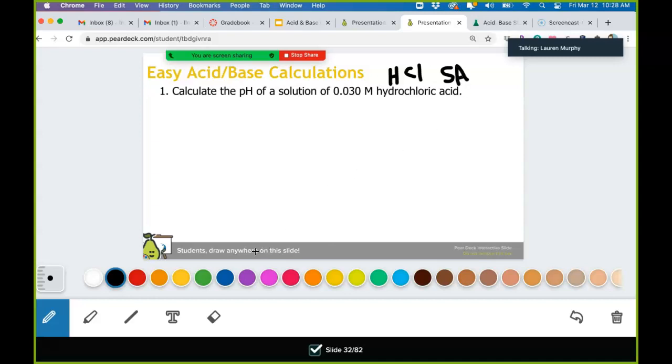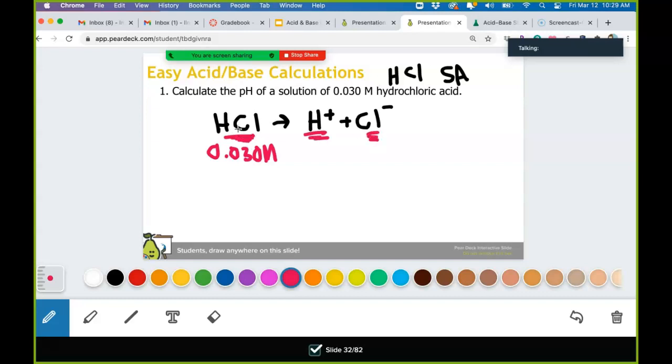Because the next thing I ask you to do is to write out the reaction or the equation. Well, if it's just HCl, we just have HCl breaking apart, right? One-way arrow into H plus and Cl minus. I don't see a reaction. It's just hydrochloric acid solution. So when we say it's 0.030 molar HCl, it really isn't HCl, because HCl doesn't exist like this in solution. It exists like this.